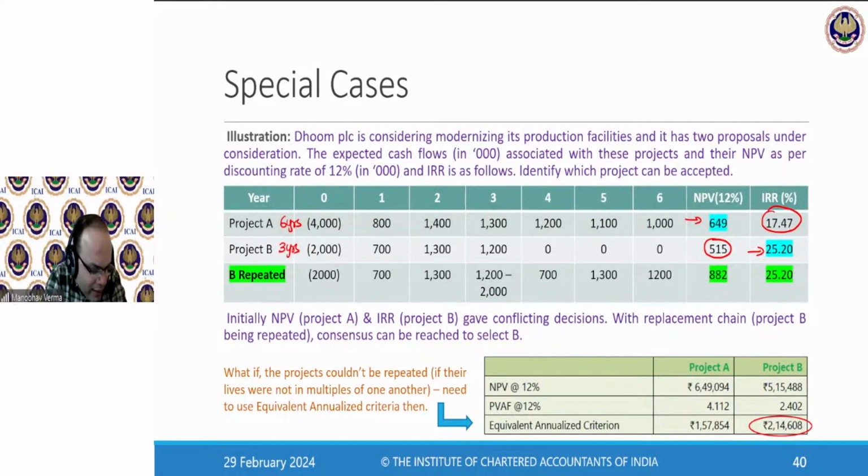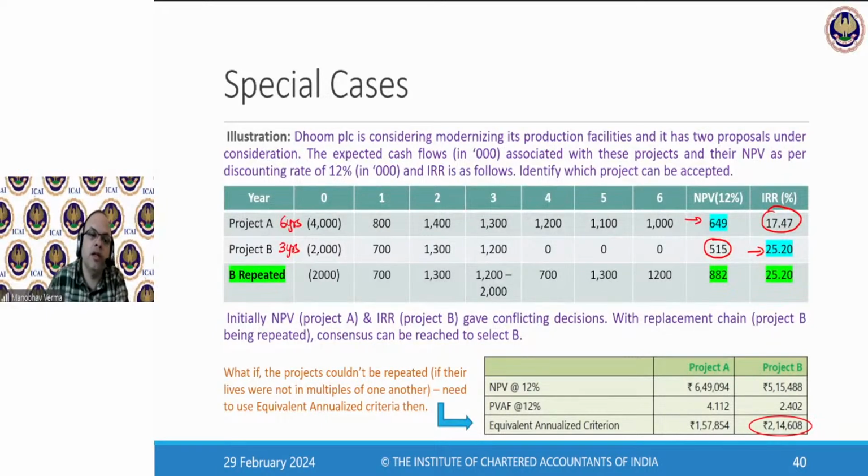I come back to my favorite line here: let's do an apple to apple comparison. First of all, comparing project A to project B is not at all viable, because project A is of 6 years, project B is of 3 years. Also, capital investment is very different, right? We are talking about 40 lakhs of investment in project A. Project B requires 20 lakhs.